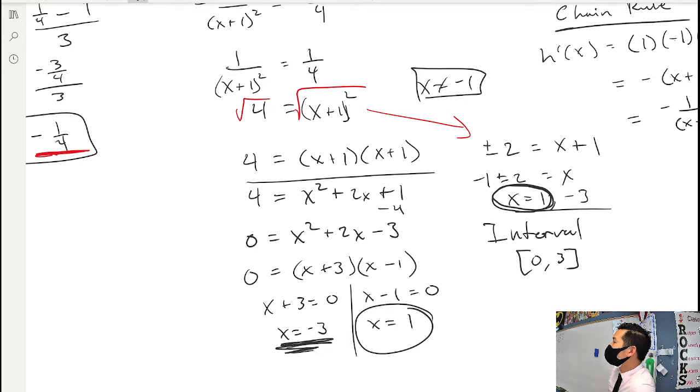That's where the tangent line that's parallel to the secant line exists.